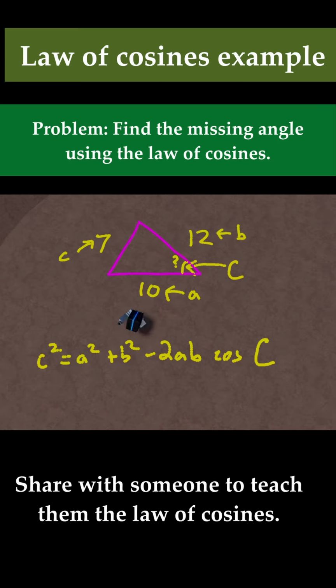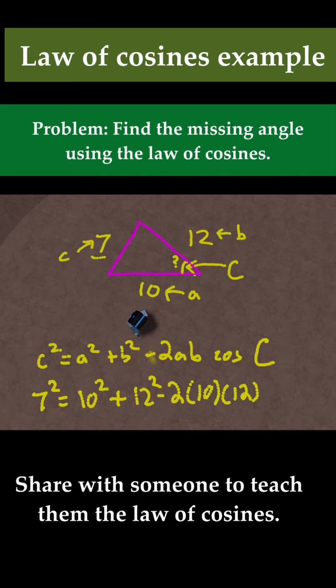So let me do that. C squared, well C is 7, so we have 7 squared. A squared, well A is 10, so 10 squared. B is 12, so we have 12 squared. Minus 2 times 10 times 12, because that's A and B. And we have the cosine of C. And then now we just erase all this at the top.